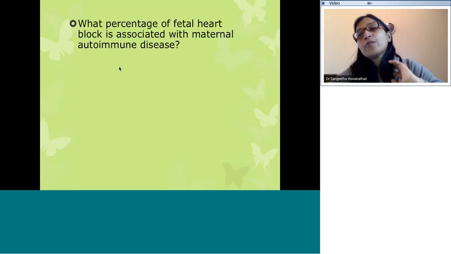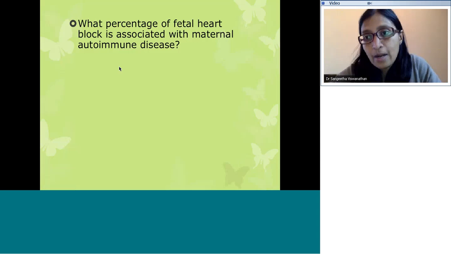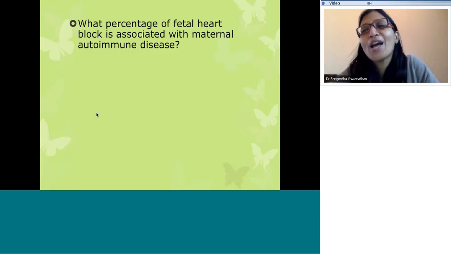So we said that if you take all babies with complete heart block, about 50% of them have mothers with SLE, okay? But if you take 100 ladies with complete heart block and they all have their first child, what percentage of them will have complete heart block? Sorry. If you take 100 ladies with SLE and they all have their first child, what percentage of them will have complete heart block?